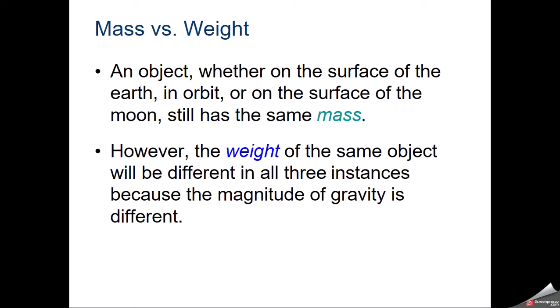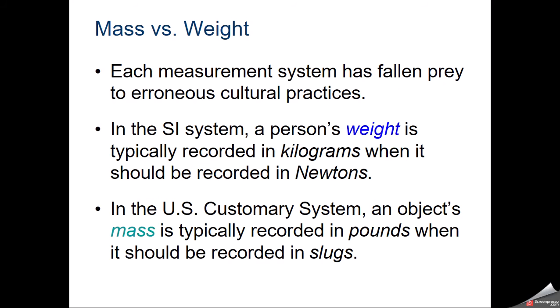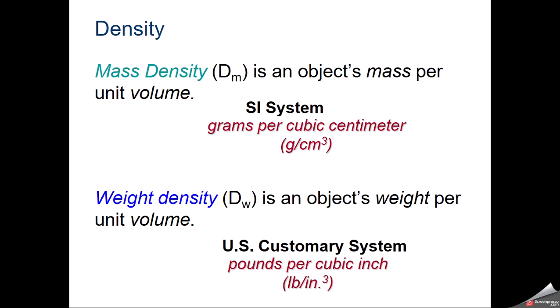An object, whether on Earth or on the moon, has the same mass. However, the weight is different because the actual pull on that object is different for us. So there are different things to work through and think about, depending on whichever system you're using. Different things we're going to look at are mass density and weight density, two different things.